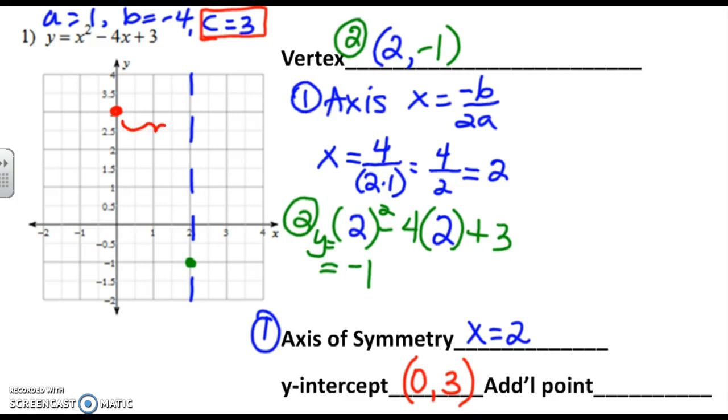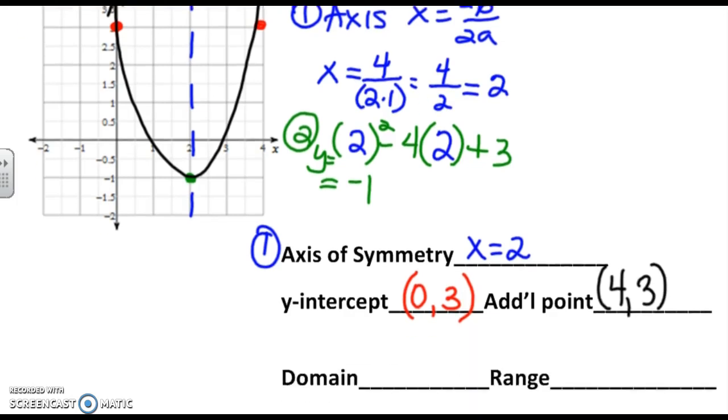And then we count how many spaces there are away from that line, and we go the same amount on the other side, okay? So then we erase those. So since it's 2 spaces to the left, we want to go 2 spaces to the right. And that gives us our 3 points that we can draw our graph through. Okay? So our additional point here is going to be 4, 3.